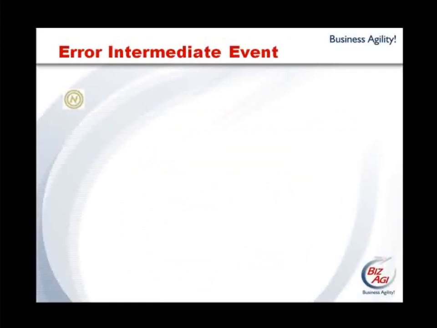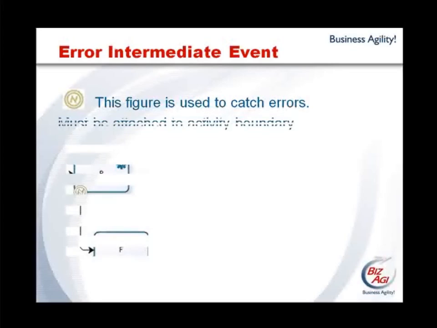Error intermediate event. This type of event is used to capture errors and to handle them. It allows you to diagram an exception flow from the event. For this reason, this event can only be attached to the boundary of an activity.